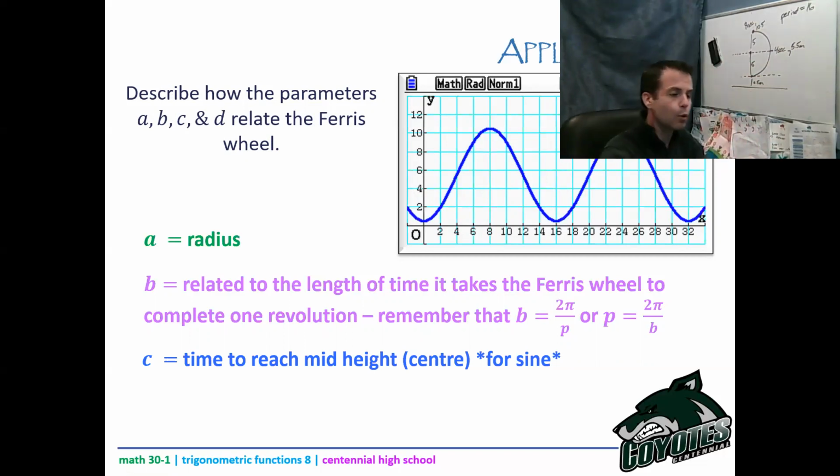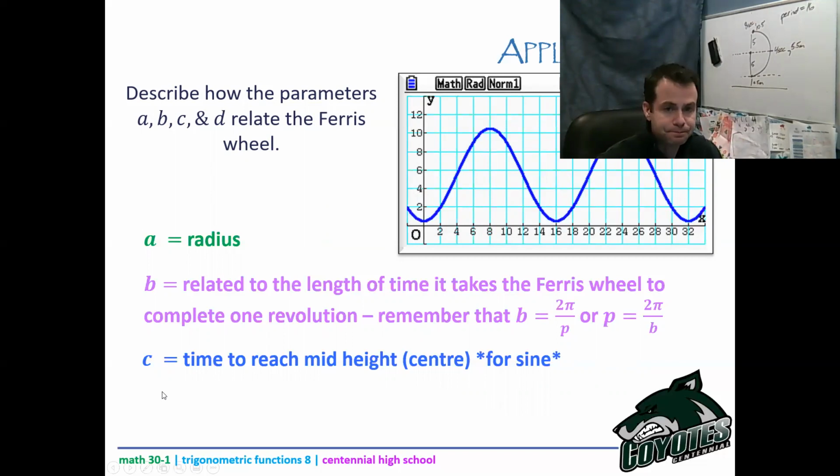All the important points in a graph, your minimum, your midline, and your maximums, create these little pieces on the graph that are a quarter of a period. So from your midline to your max is a quarter of a period, from your max to your midline, a quarter of a period, midline to min, a quarter of a period, and then min to midline, a quarter of a period.